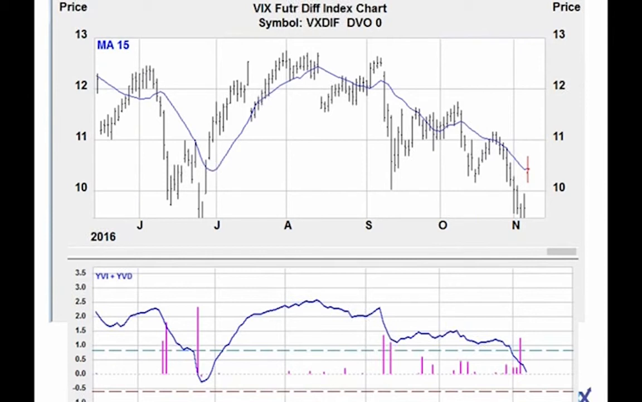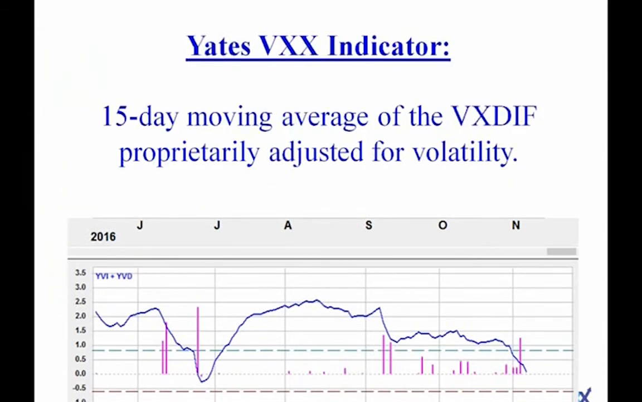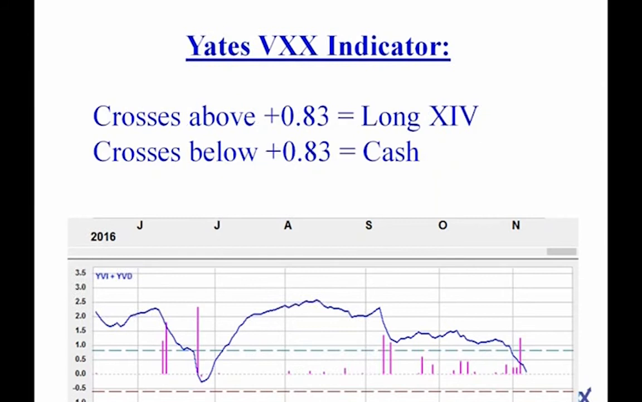And so what we have today, instead of using a simple 15-day moving average, we're using a 15-day moving average of the VIX diff, but we're proprietarily adjusting it for volatility. And so now with this, when this indicator goes above a certain threshold, 0.83, we go long the XIV. When it crosses back below 0.83, we exit back into cash.